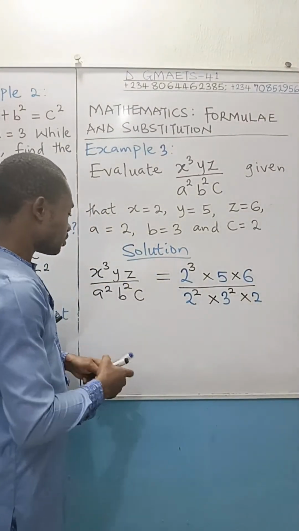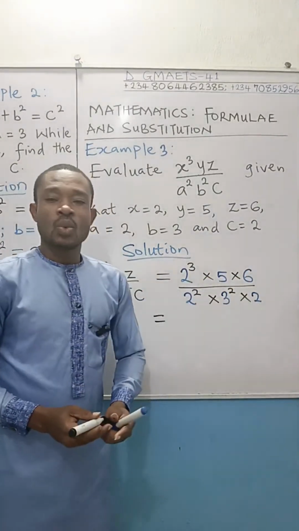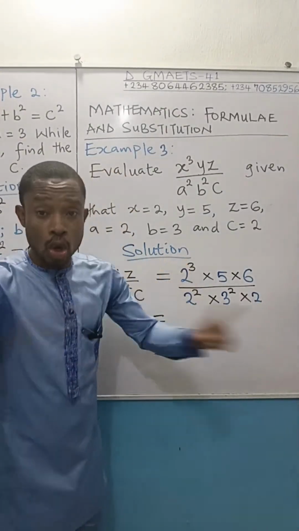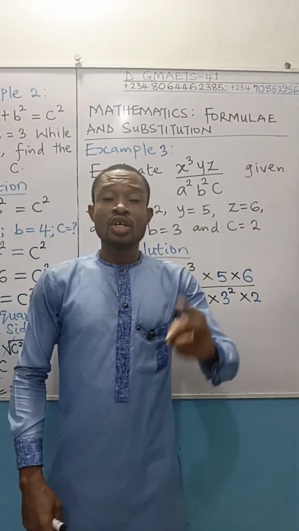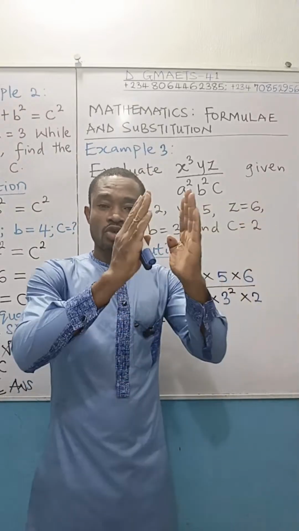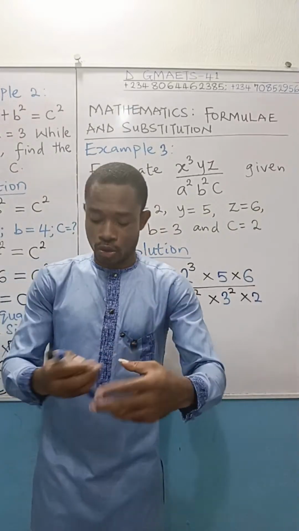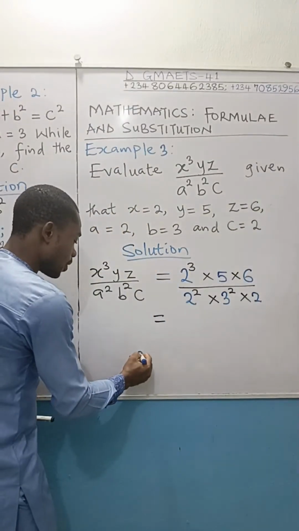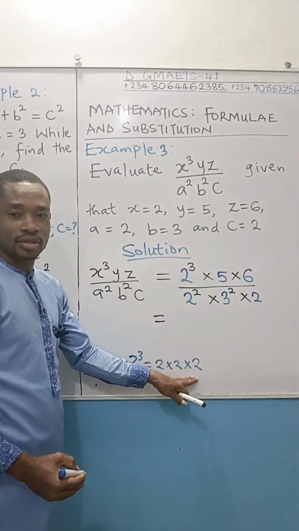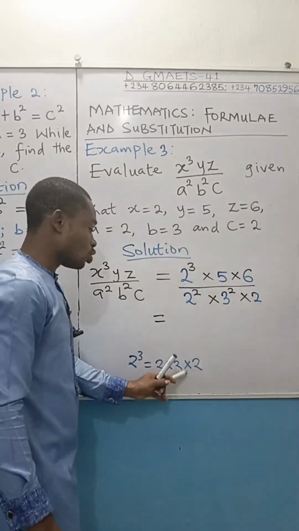This is good. All we now have to do is to simplify this. 2 raised to power 3. What does it mean? Is it the same as 2 times 3? No. 2 raised to power 3 means 2, 2, 2 in 3 places. You have 2 here, you have 2 here, you have 2 here, and then you are multiplying the 3 2's. 2 raised to power 3 means 2 times 2 times 2. Look at it. So, we are going to multiply 2 by 2 by 2.